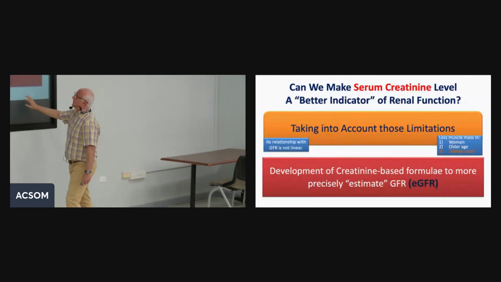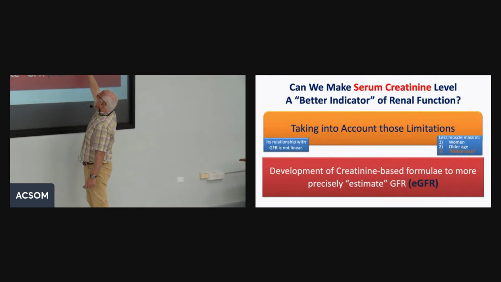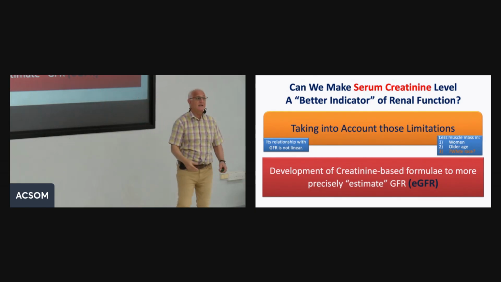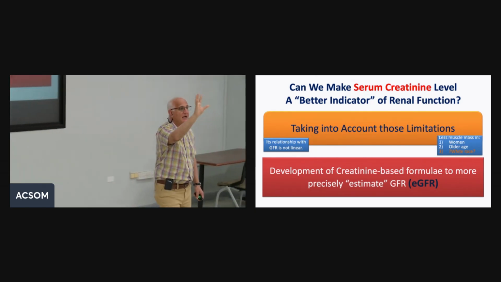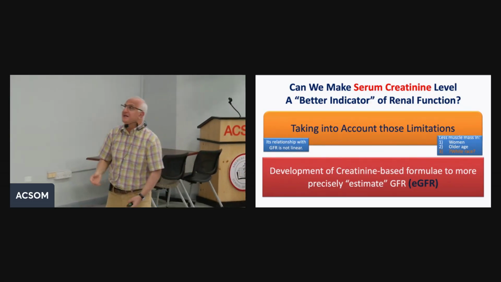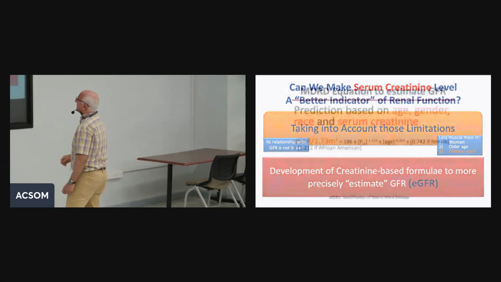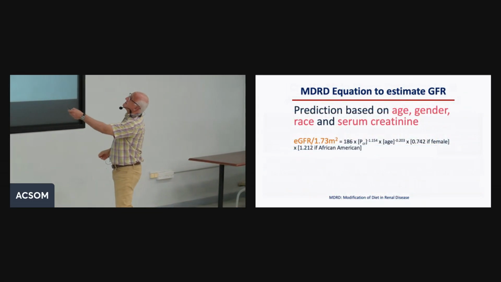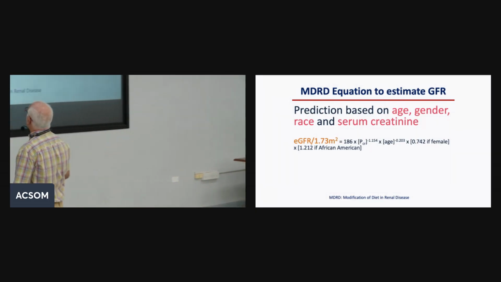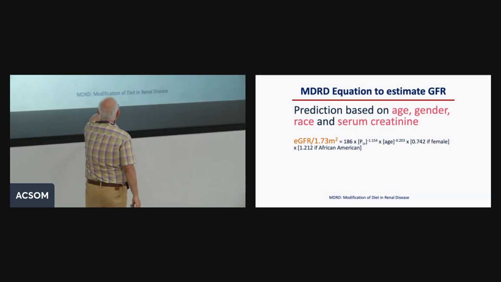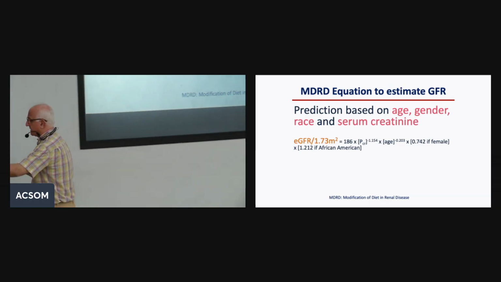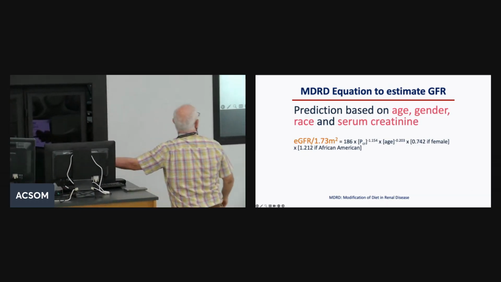We come up with some equations, with some formulae to more precisely estimate GFR. Basically, I put serum creatinine, I add it into some other stuff and come up with a number to make serum creatinine a better marker. One of them is called MDRD equation, MDRD. And if you wonder what MDRD stands for, I wrote it here for you. That's the name of the study that was done. MDRD came out of it.